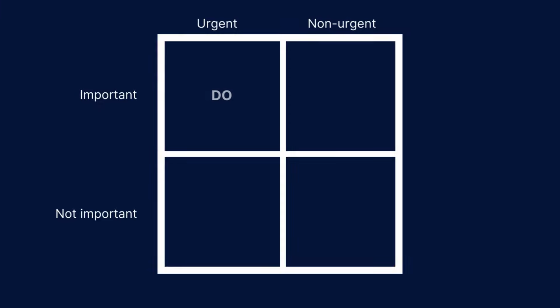Quadrant 1, Do. This is for important and urgent tasks. Quadrant 2 is Schedule. Important but not urgent tasks. Quadrant 3 is Delegate. Urgent but not important tasks. Quadrant 4 is Delete, where there is no urgency and no importance.